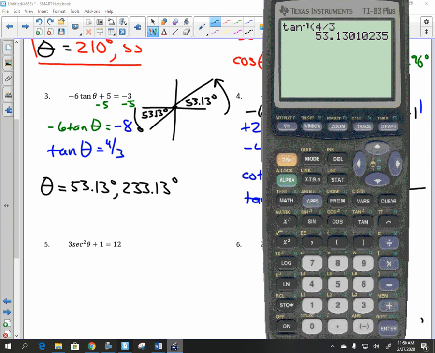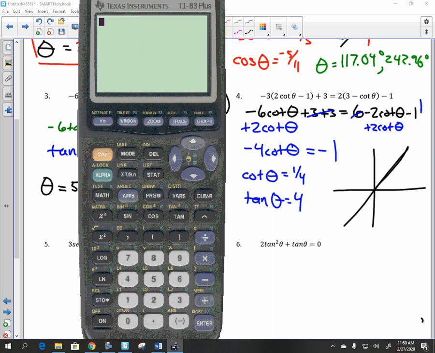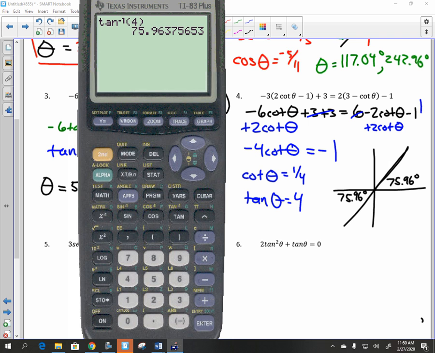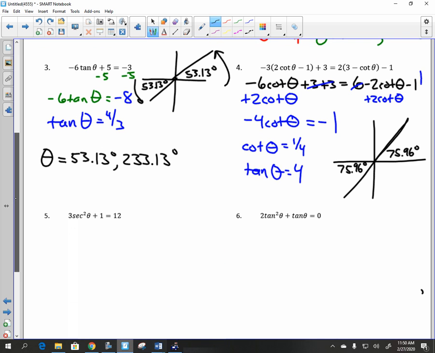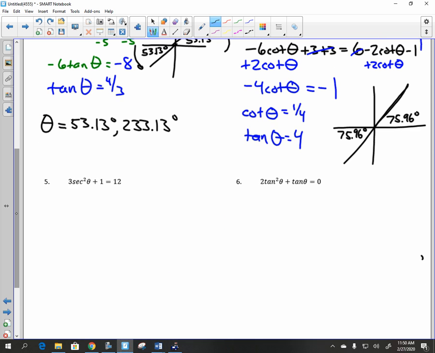Go to my calculator. Tangent inverse 4. We get 75.96. So my two angles are what?